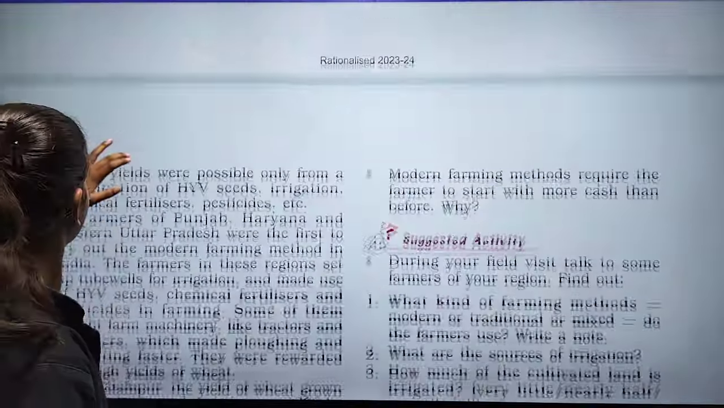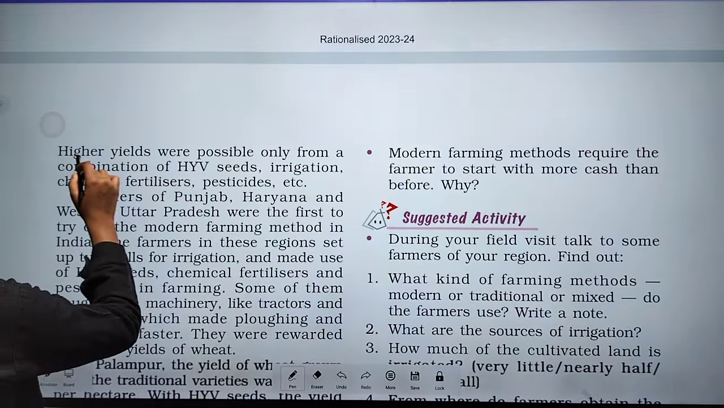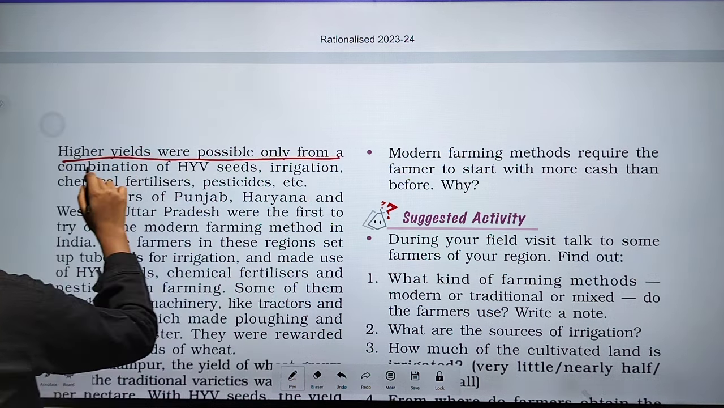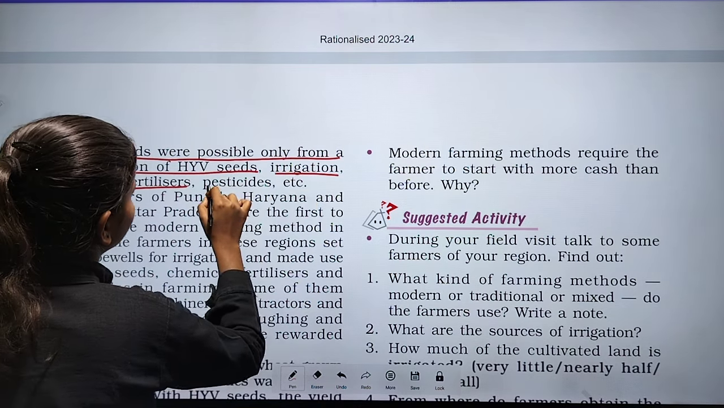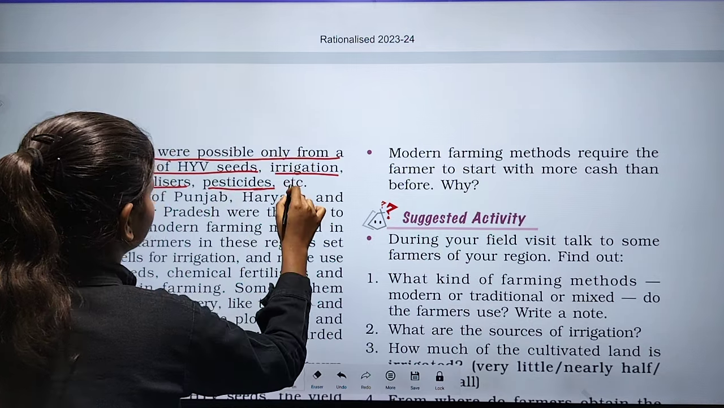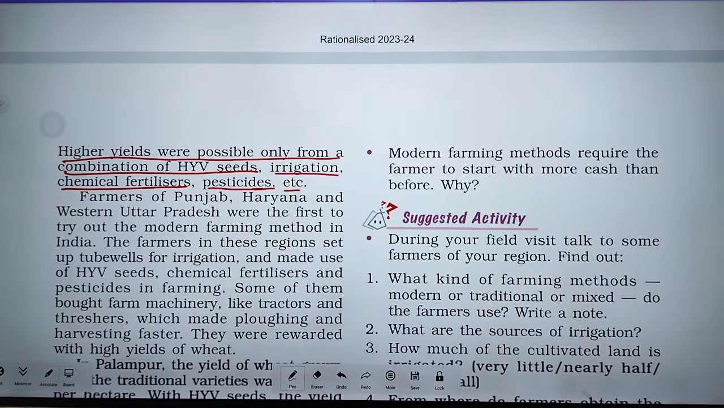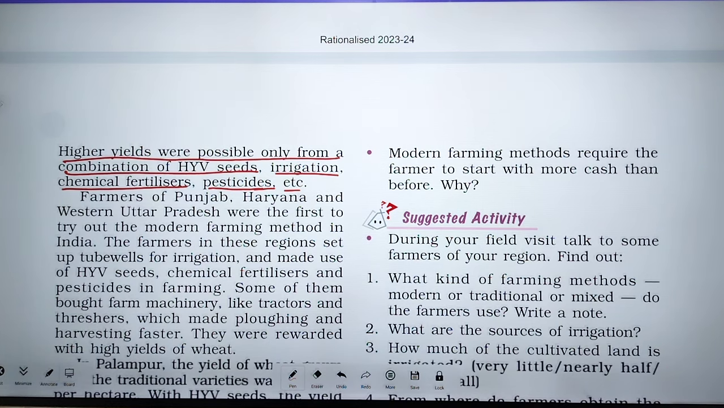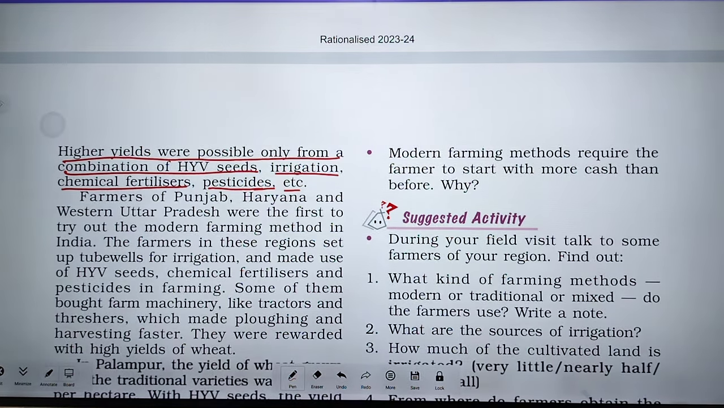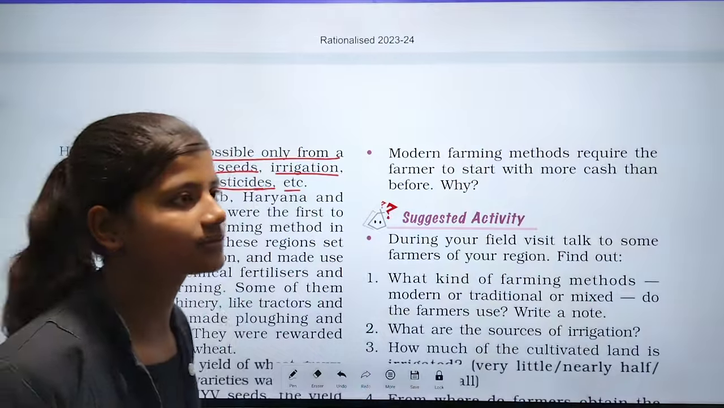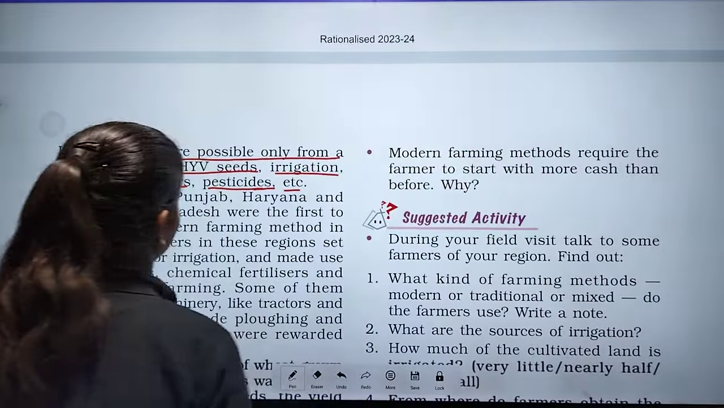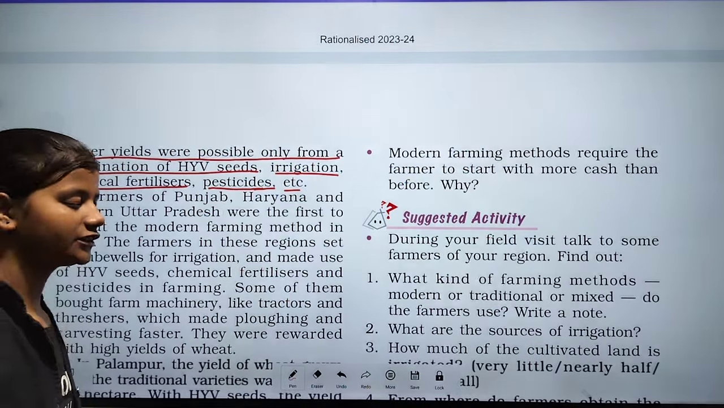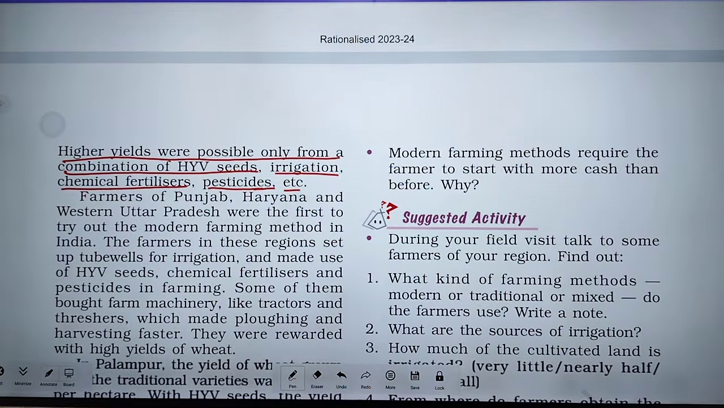Fill in the blanks. Higher yields were possible only for a combination of HYV seeds, irrigation, chemical fertilizer and pesticides, etc.